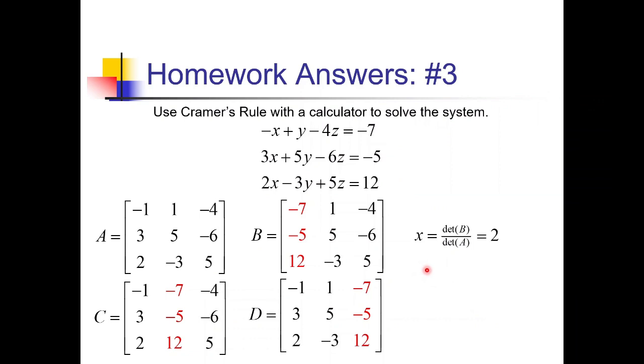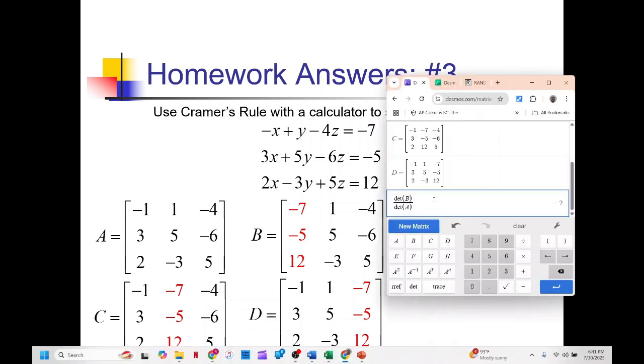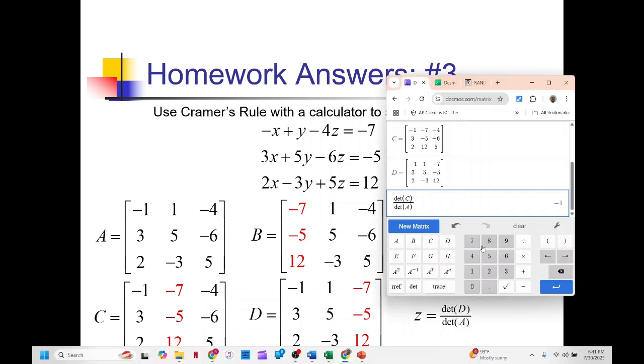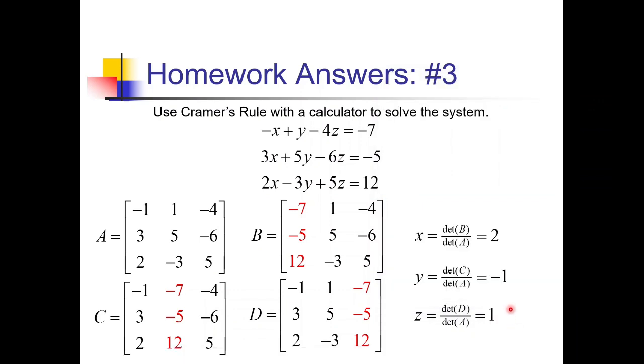Next up, for the y, I'm going to do determinant of c over a. So I'll just go back here in Desmos and replace the b with a c, and that's going to be -1. And finally, for z, I need determinant of the D matrix divided by determinant of a. So back in Desmos, change out the c for a d, and that's going to be +1. So then my final point for an answer, we've got 2, -1, comma +1.